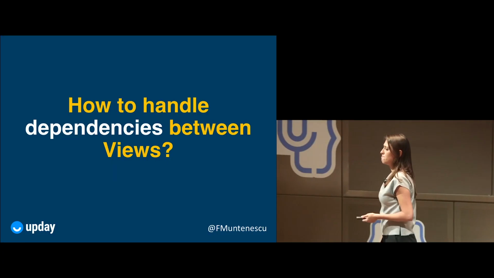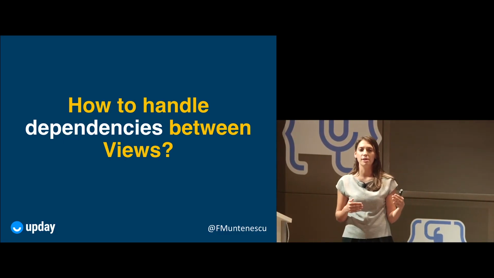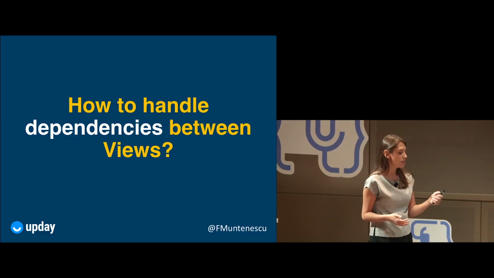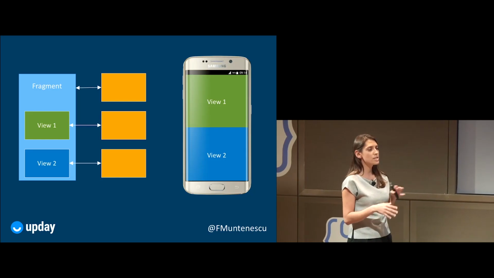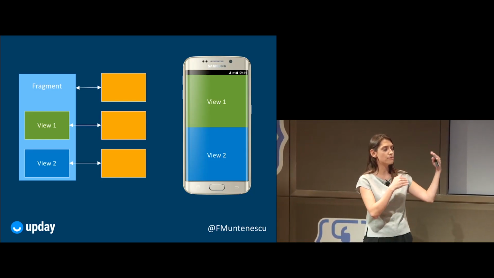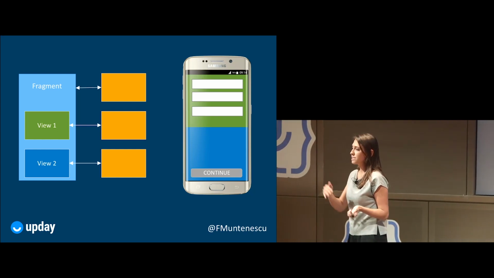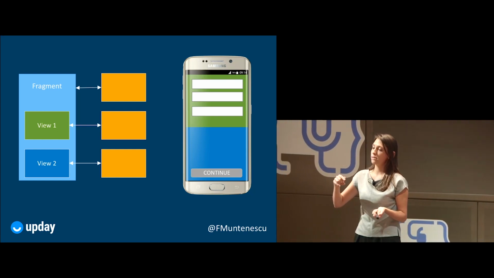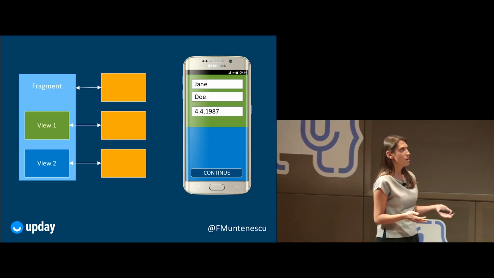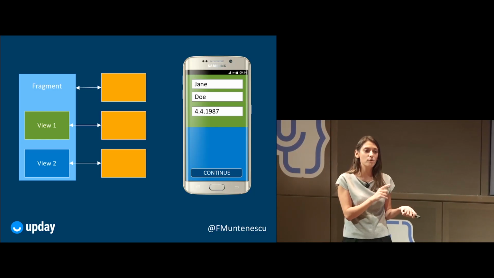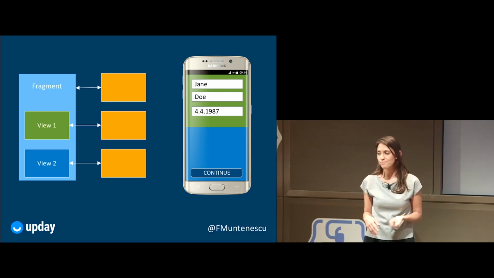Okay, so if we have multiple views, what do you do if these views somehow depend on one another? How do you handle these dependencies? So let's say that you have a fragment that has view 1 and view 2. So in your app, this would look something like this. In the top part, you will have the view 1, and the bottom part, you have view 2. In the view 1, you would have some edit text, and only when all of these edit texts are filled, a button would be enabled. But view 2 doesn't know anything about view 1. How would view 2 know when all the edit texts have been filled?